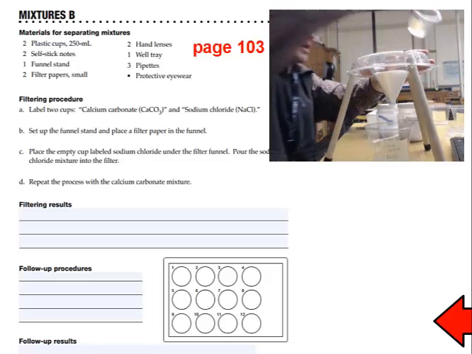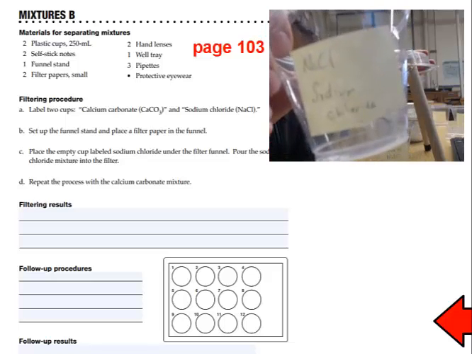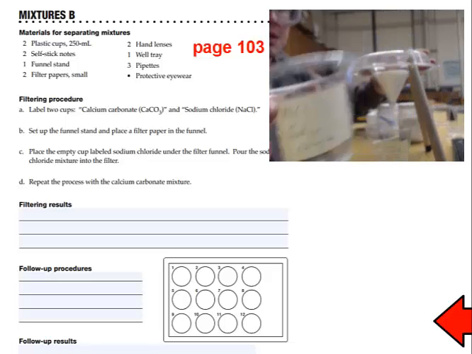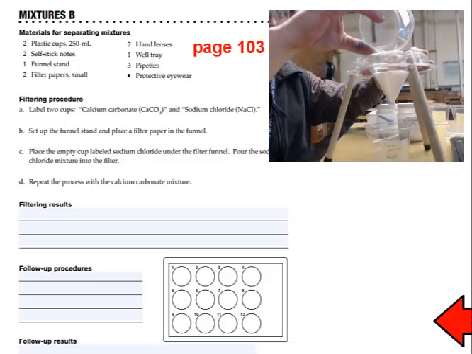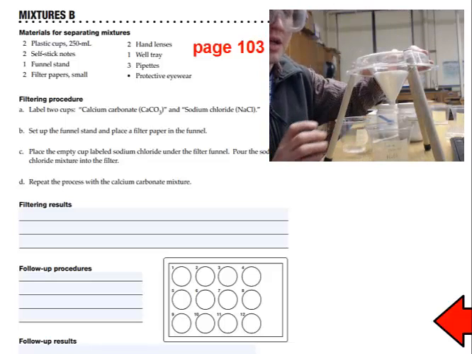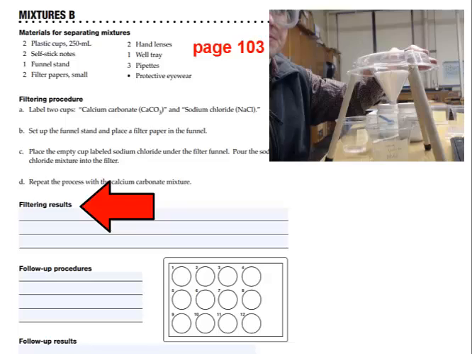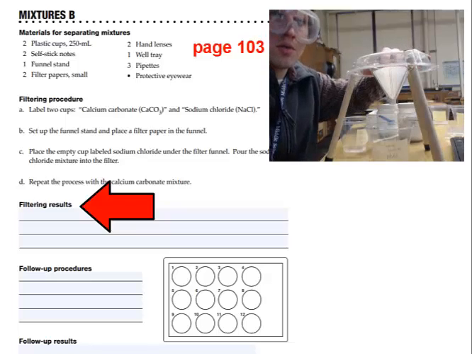Then you're going to take the empty cup that says sodium chloride on it, place it underneath the filter system, and you're going to take your liquid that you mixed with water, or your solid sodium chloride mixed with water, and you're going to carefully pour it through the filter paper and observe what happens. You're going to record your filtering results for the sodium chloride where I'm pointing on page 103 of your lab notebook.